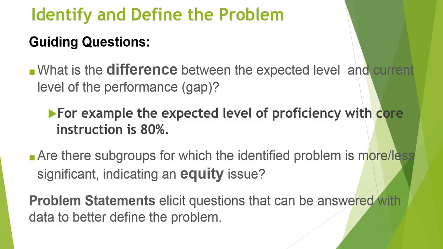And then, are there subgroups for which the identified problem is more or less significant? So we might have schools that have 80%, but when we look at subgroup data, like students with disabilities, students with other risk factors, we might find that 80% of those subgroups are not proficient. And then we want to write a problem statement that talks about questions that can be answered with data. So again, as I mentioned earlier, we can better define the problem.